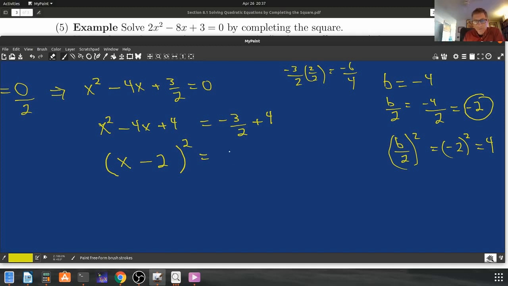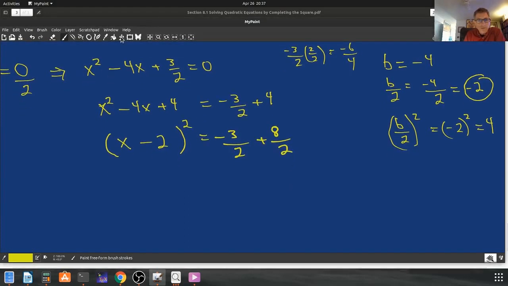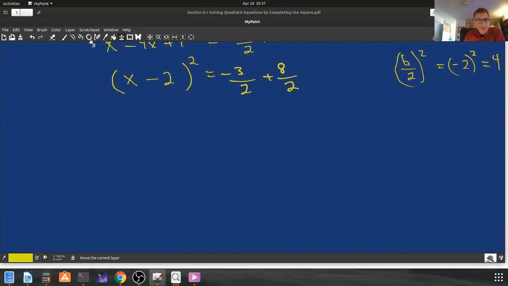So instead of writing minus 3/2, I could have proceeded like I was going and then just changed 4. I want to write 4 with the denominator over 2, but 8 divided by 2 is 4. So now it's just a process of simplification. So again, we have x minus 2 squared, and 8 minus 3 is 5/2.